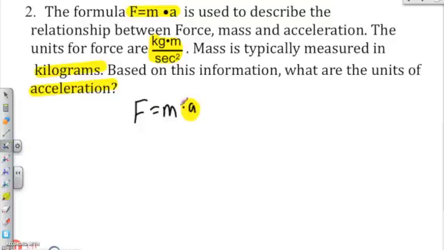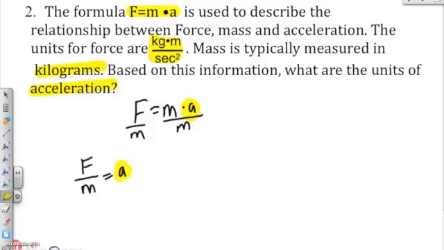So we look at what's happening mathematically. We're multiplying a times m. So to undo that, we have to do the inverse of multiplication, which is division. So we need to divide both sides by m. So when we do this, we get F over m equals acceleration. Now notice we are asked to find the units for acceleration. We have acceleration all by itself now.